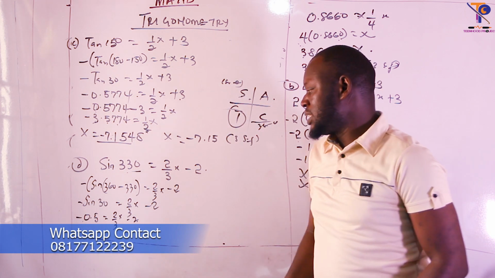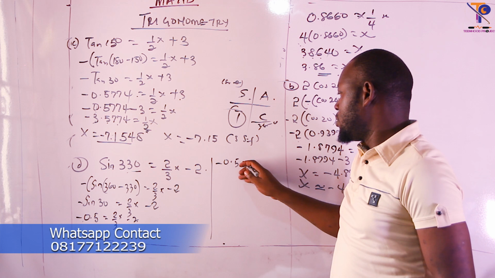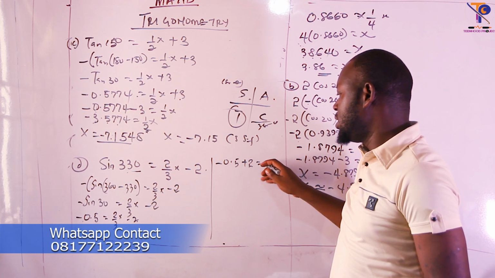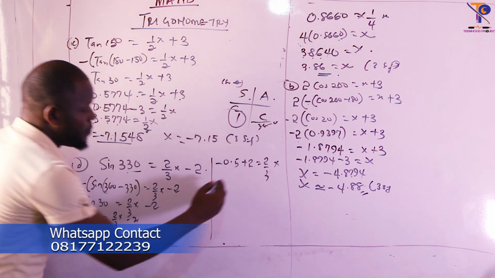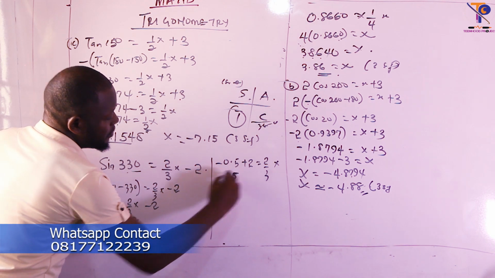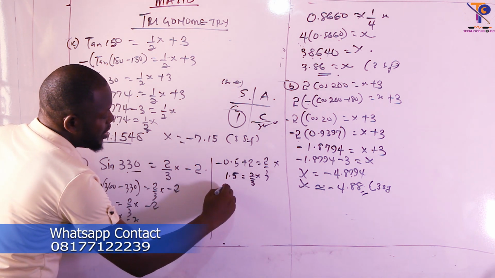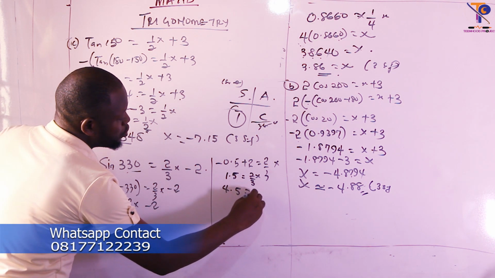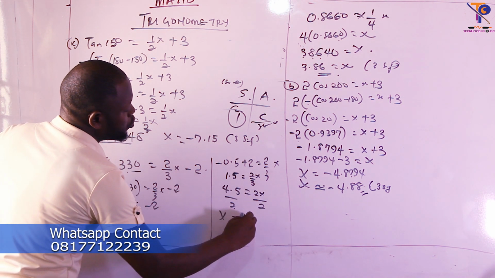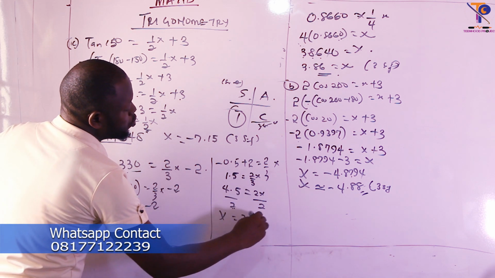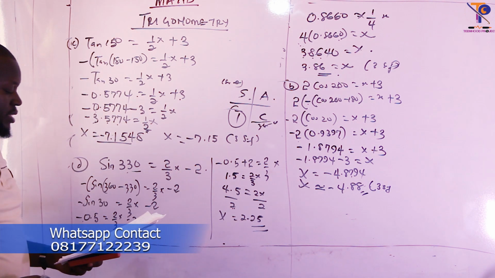So if I send this to this side, it will be minus 0.5 plus 2 is equal to 2 over 3x. So from here, this one will be 1.5 is equal to 2 over 3x. So if I cross multiply, I will have 4.5 is equal to 2x. Then I'll divide both by 2. My x will be 2 in 4, 2. 0.2 in 5, that is 2 in 10, 5. That is all I have for that question.